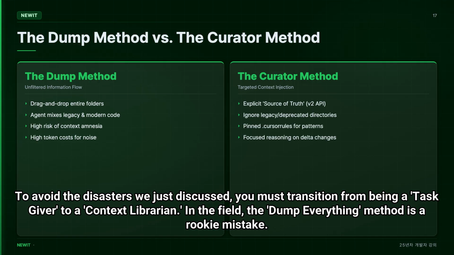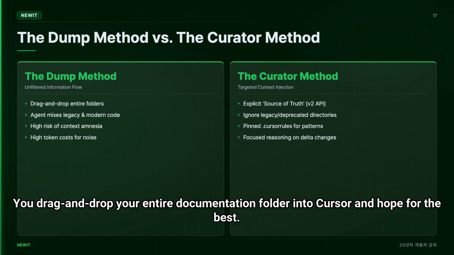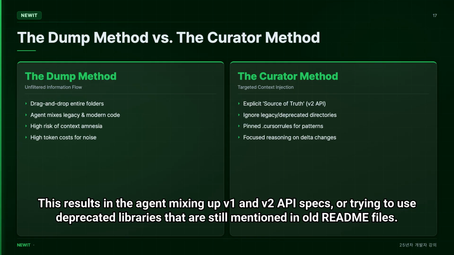To avoid the disasters we just discussed, you must transition from being a task giver to a context librarian. In the field, the dump everything method is a rookie mistake. You drag and drop your entire documentation folder into Cursor and hope for the best. This results in the agent mixing up V1 and V2 API specs, or trying to use deprecated libraries that are still mentioned in old README files.